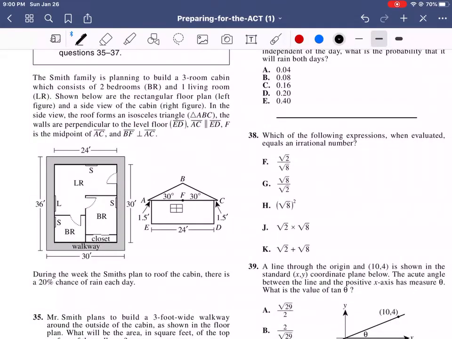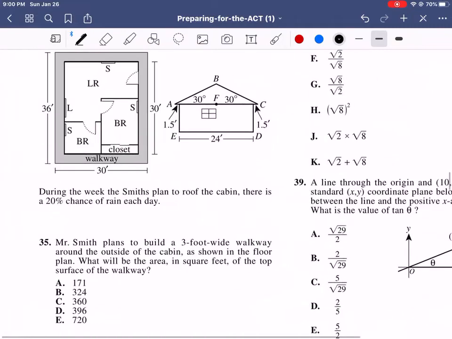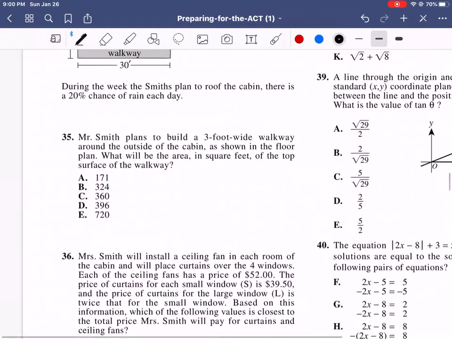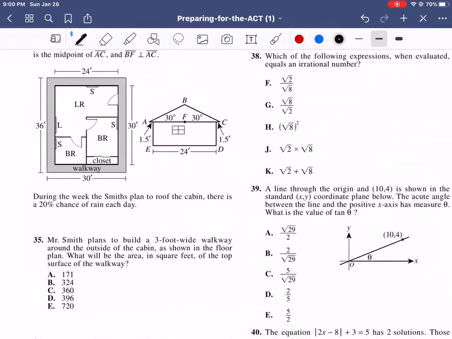The Smith family is planning to build a 3-room cabin which consists of 2 bedrooms and 1 living room. Shown below are rectangular floor plans, blah, blah, blah. And then it gives you this random fact about 20% chance of rain each day. So a 3-foot wide walkway around the area of the cabin is shown in the floor plan. So this is the house, and this is the walkway.